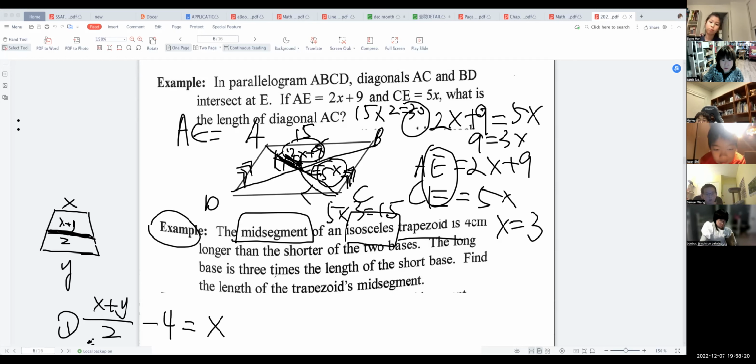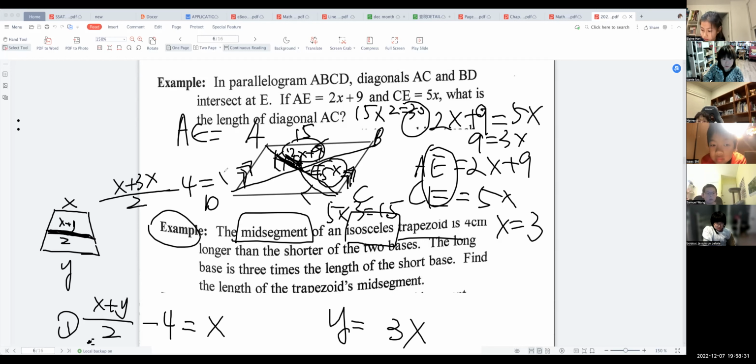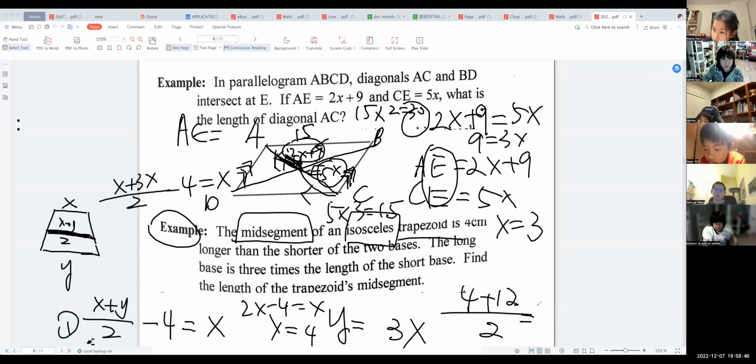The long base is 3 times the length of the shorter base. So y equals what? 3x. Okay, then what do we do? x plus 3x over 2 minus 4 equals x. So 2x minus 4 equals x. So x equals 4. Find the length of the trapezoid mid segment. So 4 plus 12 divided by 2 equals 8. Thank you, Harvey. Good job. Very good. And Isaac, good job.